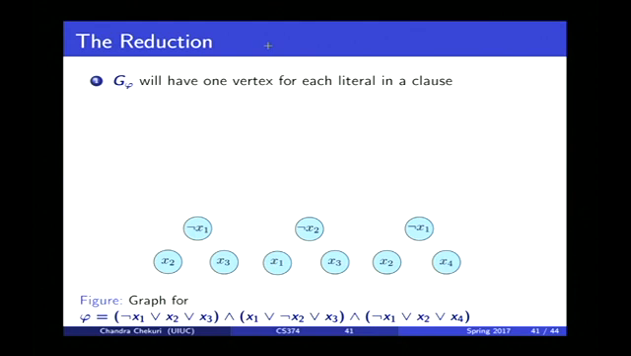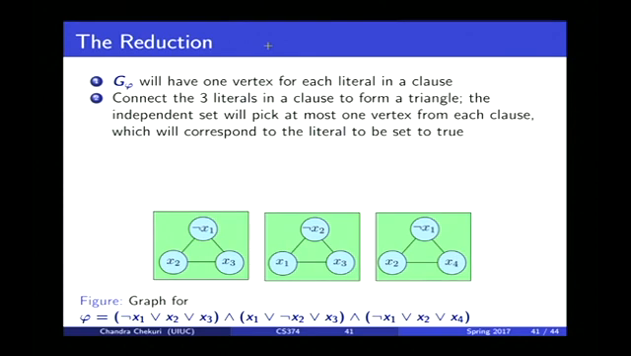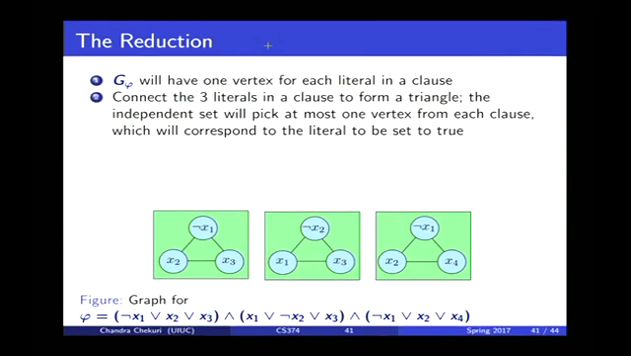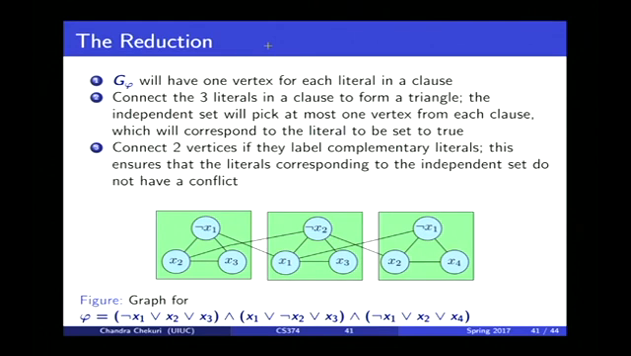Then I make them triangles. So far so good? Alright, the next step. I add an edge: if this vertex says x2 and that one says not x2, I add an edge between them. Likewise for x1 and not x1, and so on. Is this construction clear?